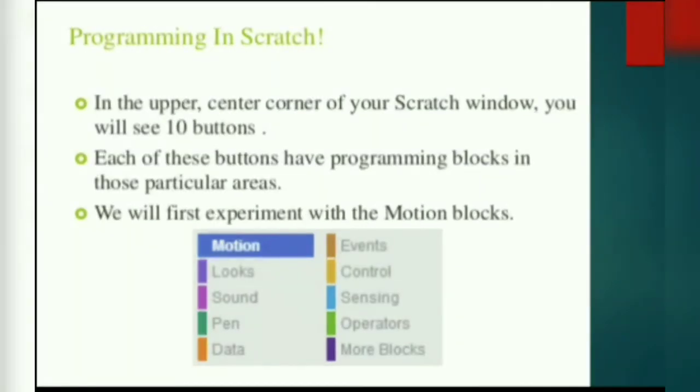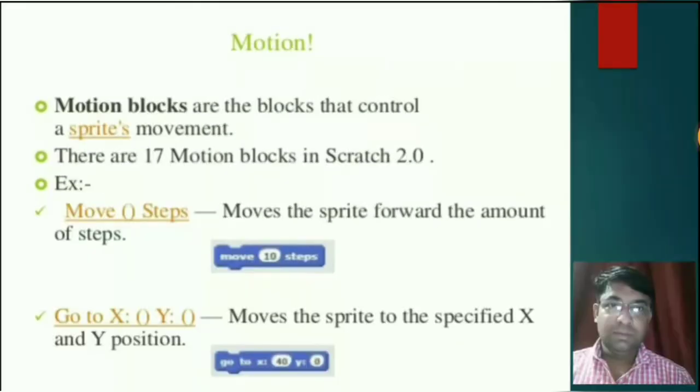First, we will discuss the motion blocks. Students, motion blocks are the blocks that control a sprite's movement. It means the motion block category includes the blocks that can move or turn the sprite. There are 17 motion blocks in Scratch 2.0. For example, you can see move steps, go to X and Y.